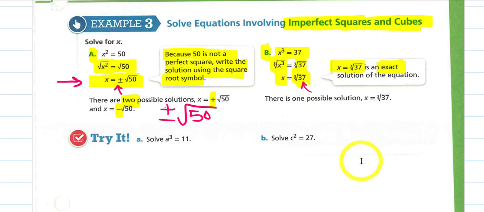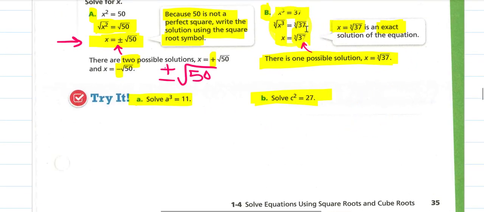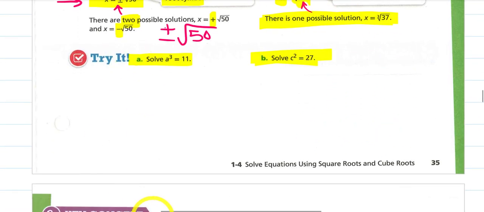Remember that when we're working with cubed roots, we only have one possible solution. It's either positive or it's negative, but it will not be both. Okay, so here we have some tries. I'd like for you to try A and B using the algebraic notations, meaning that you're writing it using the algebra symbols on both of these. Pause this and come back and check to see if your answers are correct.